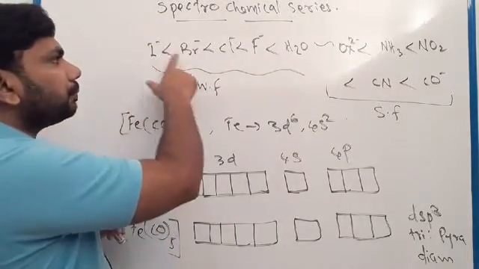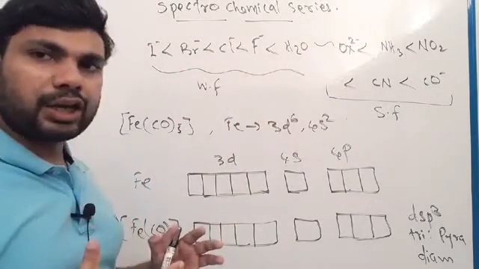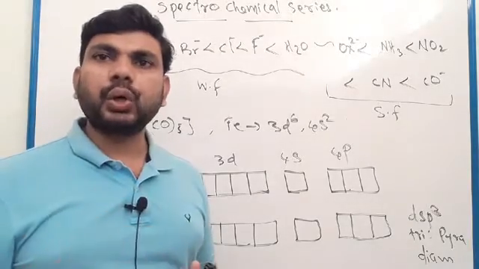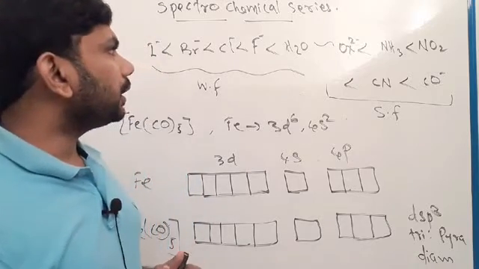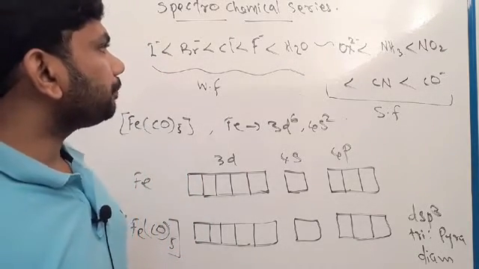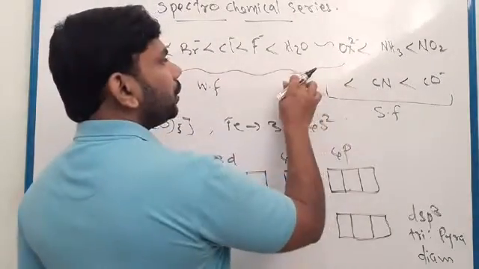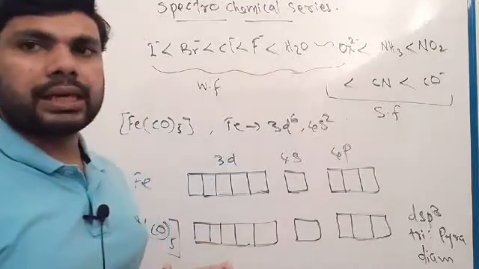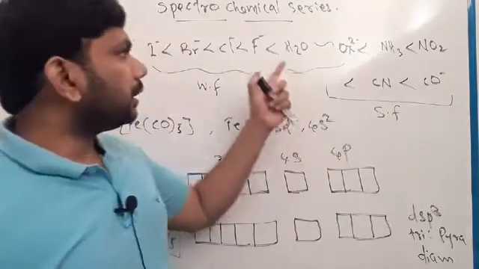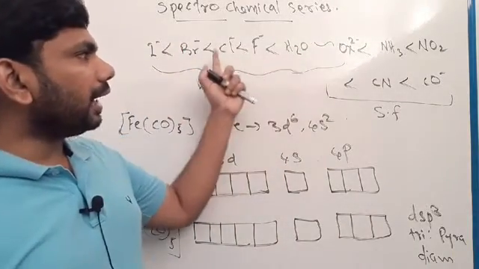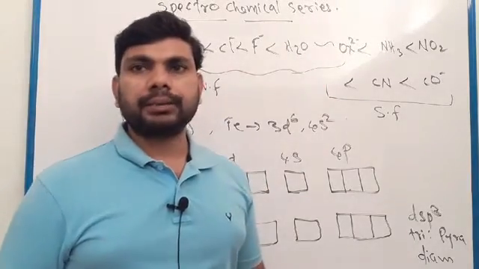This is the order, group 7 elements: iodine, bromine, chlorine, fluorine, then H2O. These are weak field ligands. Halogens are weak field ligands, H2O is a weak field ligand. Also here is oxalato; the oxalate ligand name we say oxalato. So halogens, water, oxalate, these are weak field ligands.